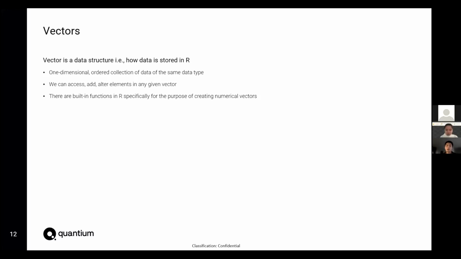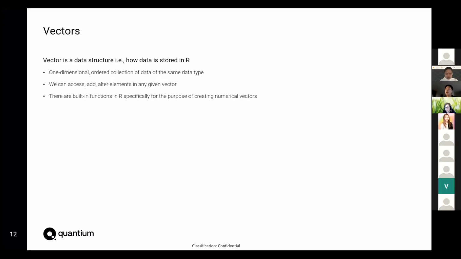So a vector is one-dimensional, which means it's just one single line. And it's an ordered collection of data of the same data type. So this is important: vectors can only store data of the same data type. So say, for example, if you declare a vector that's going to store numeric, you can't have that vector storing something else. It has to be all numbers. Same thing goes for strings. If you want a vector that stores only strings, it should be exclusively strings. If you want a vector that stores logical, it should be all logical. So it should all be the same data type.